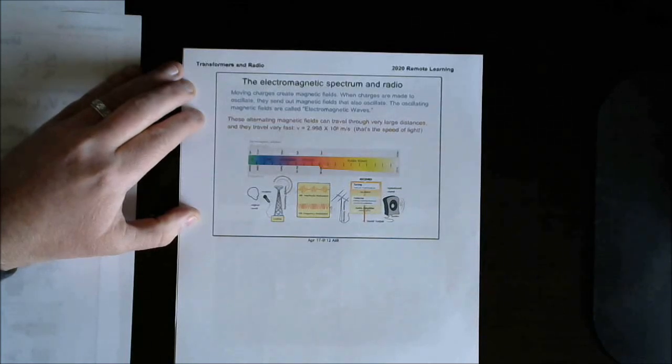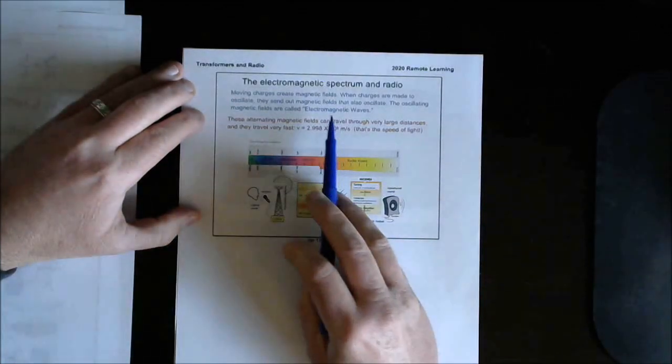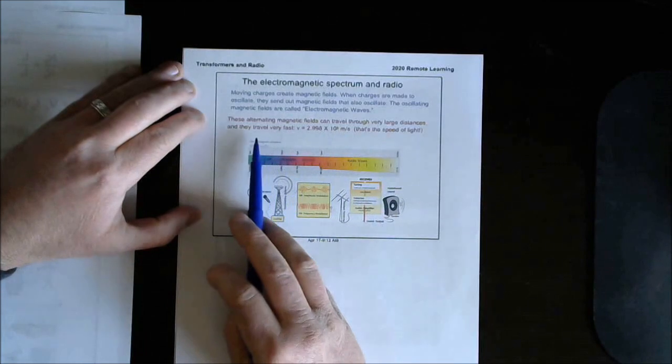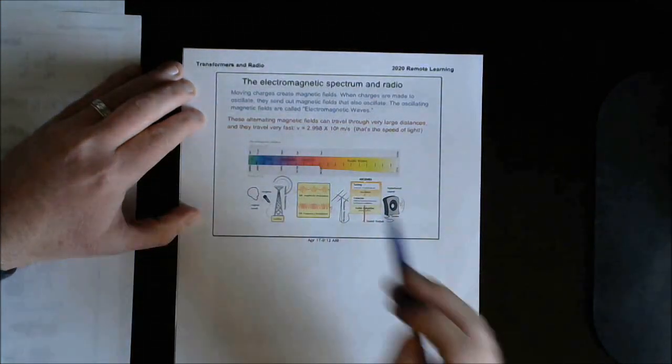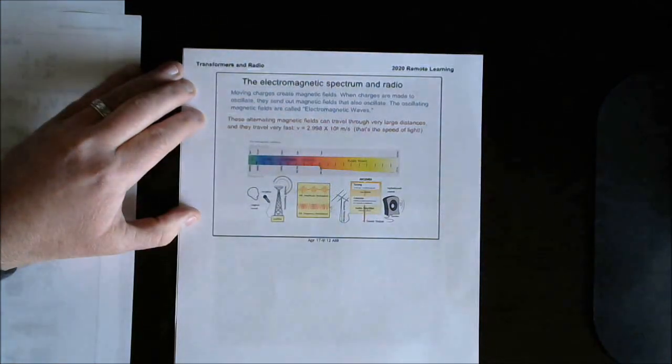So whenever you have a magnetic field that is just changing back and forth, back and forth, and it travels through space, we classify it as an electromagnetic wave. And I have a note here: these electromagnetic fields can travel very fast. They travel at the speed of light because that's what light is, 2.998 times 10 to the 8th meters per second.